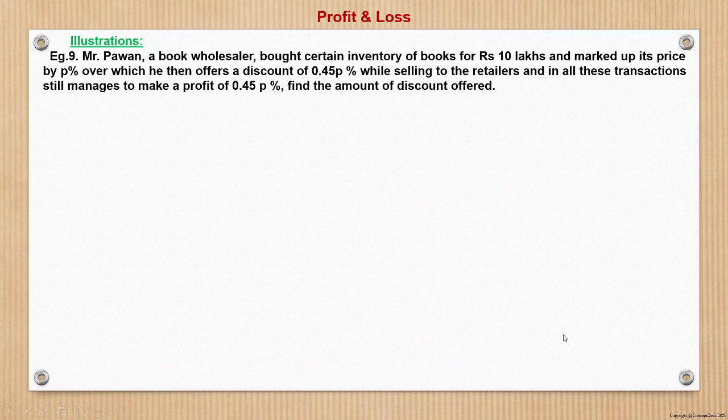Now question number 9 reads that Mr. Pawan, a book wholesaler, bought certain inventory of books for rupees 10 lakhs and marked up its price by P%, over which he then offers a discount of 0.45P% while selling to the retailers, and in all these transactions still he manages to make a profit of 0.45%.